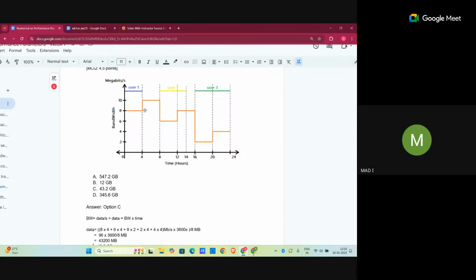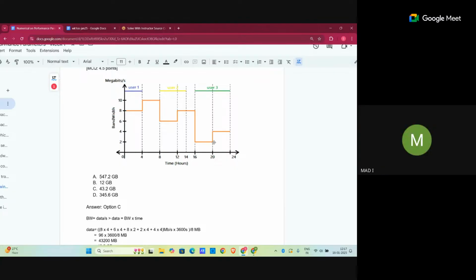Whenever, suppose it is for user 1, just focus on this line. It will give you the bandwidth on the y-axis, and focus on the x-axis where it is intercepting. Here it is intercepting at this point. So here the duration is 4 hours, and here it is intersecting at this point, that is 8. So here the bandwidth will be 8. Like that you will have to use this graph. Is it clear? Yes, ma'am.